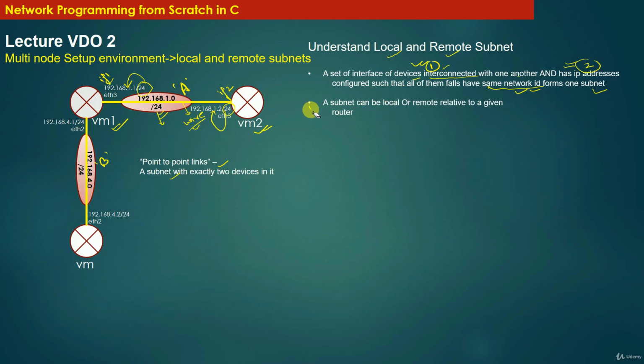Now, going forward, a subnet can be local or remote, but only relative to a given router. So no subnet is absolutely local or remote. Every subnet is either local or remote relative to a given router. Let us try to understand what this means.